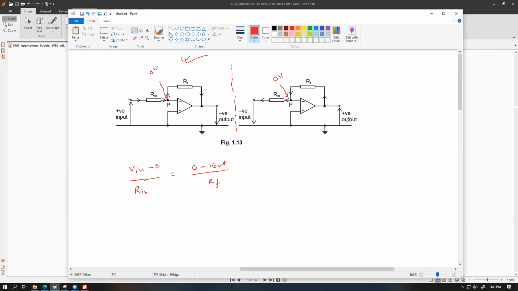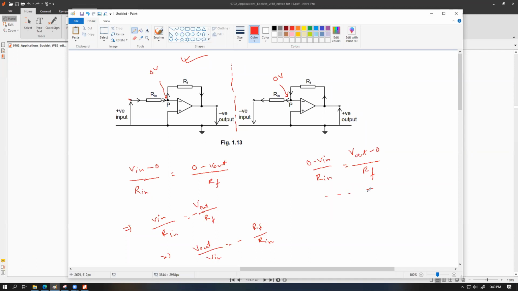Let's start from here. In this case, the output is positive, so let's start from the output part first. So I'm going to write V out minus 0 divided by RF should be equal to 0 minus V in divided by R in. This is the expression. Ultimately, if we simplify it, we get V in divided by R in. These are supposed to be subscripted, although it looks like V in, but this is supposed to be V out divided by RF. There should be a minus sign over here, which gives me V out divided by V in equals minus RF by R in.